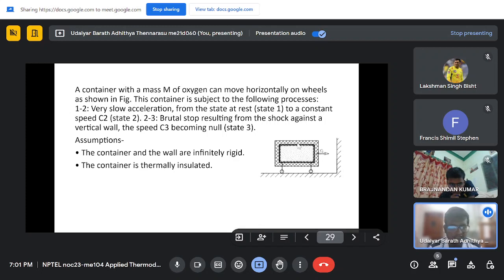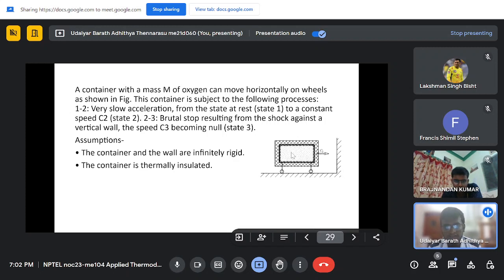If you see, there are two parts of the system: the whole system and the oxygen contained in the system. During the slow acceleration, the total system is having a velocity, but the internal energy of the oxygen will remain the same. The total energy of the system will be the sum of internal energy, kinetic energy, potential energy and so on. This being horizontal, there is no potential energy change, but there is a change in kinetic energy. This contributes to the total energy of the system, but the oxygen's internal energy will remain the same.